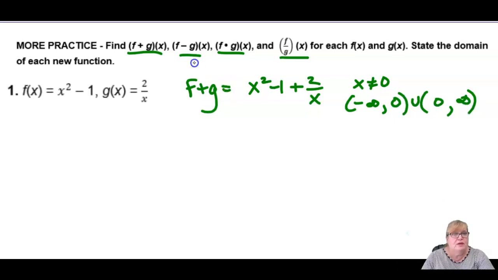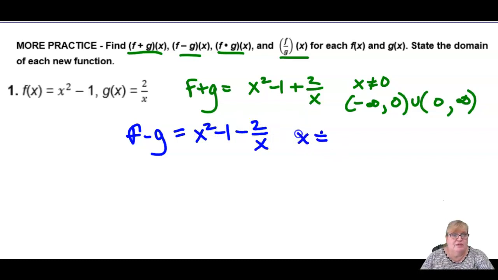All right, for f minus g, we would have x squared minus 1 and then minus the g function. But again, no distributing or anything, and x cannot be 0. I'm not going to rewrite that domain restriction.